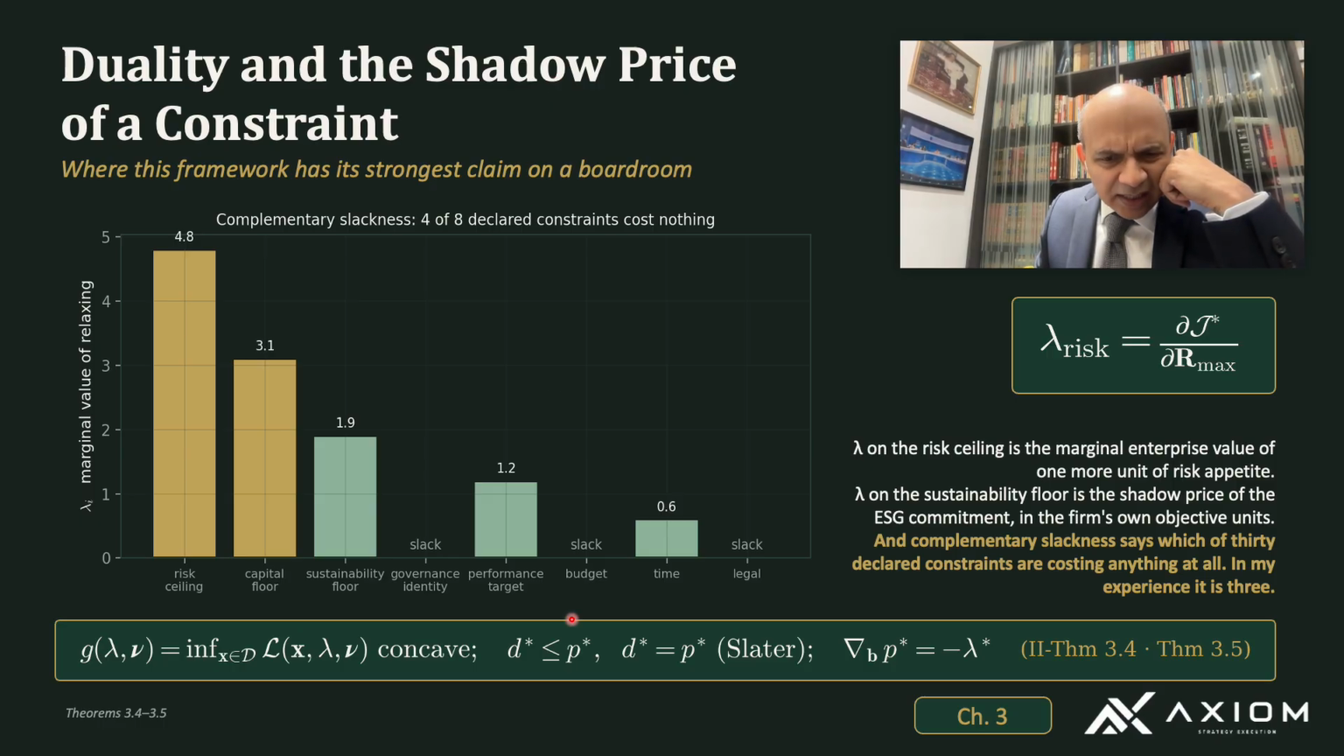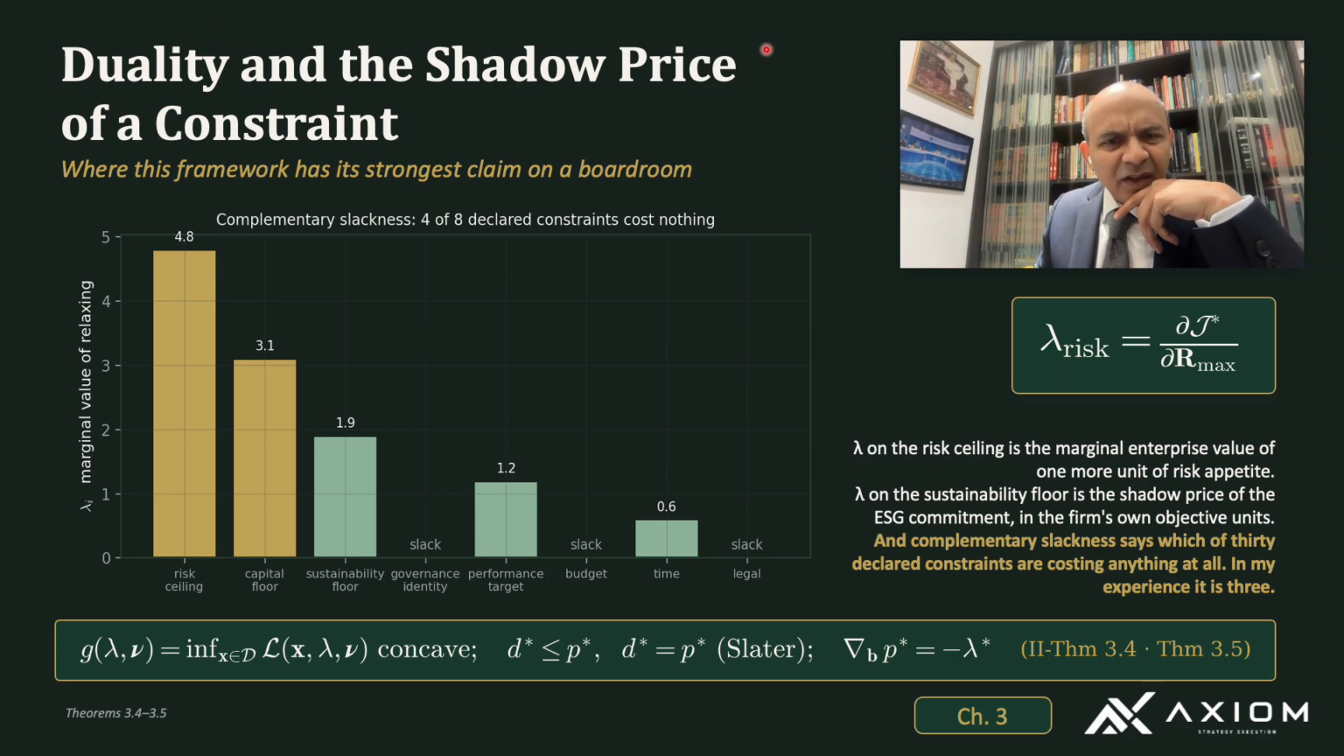So weak and strong duality: we see that D star is less than or equal to P star over here, and under Slater's condition, in fact, D star is equal to P star. So P star is the optimal value of the original or primal problem, and D star is the optimal value of the dual problem. Weak duality says that the dual cannot exceed the primal optimum. Under Slater's condition, the gap disappears completely. With the appropriate regularity condition, the constraint price formulation recovers exactly the same optimal value as the original problem.